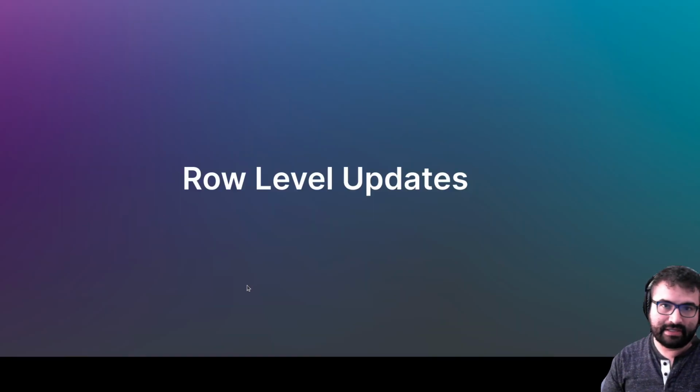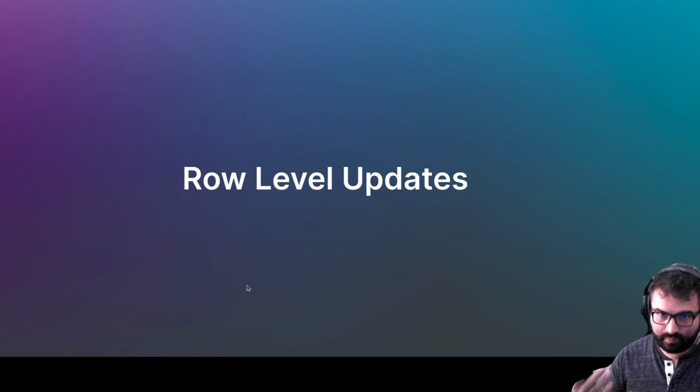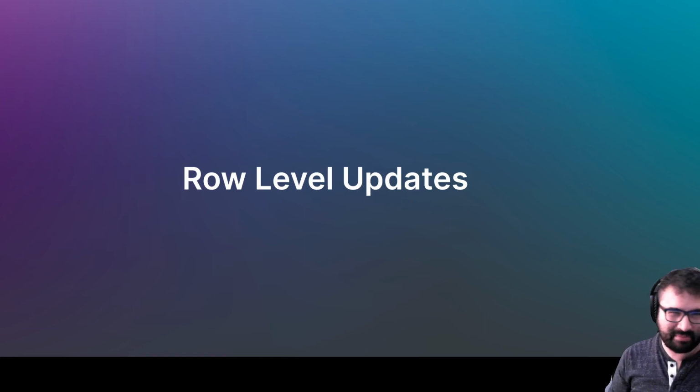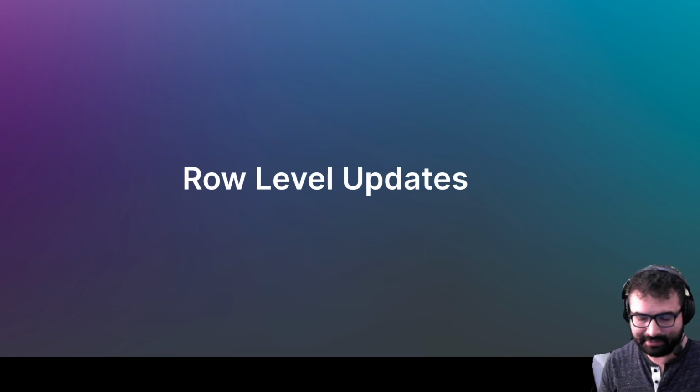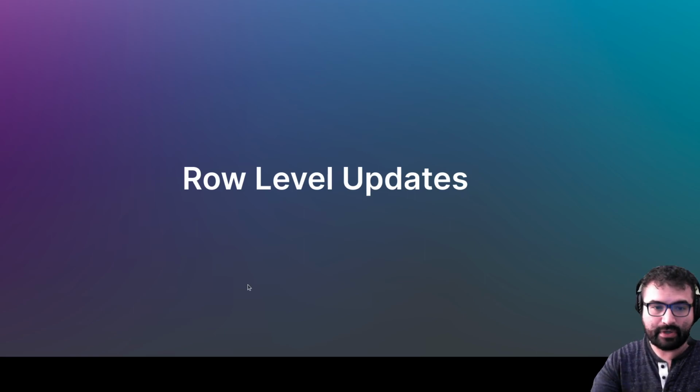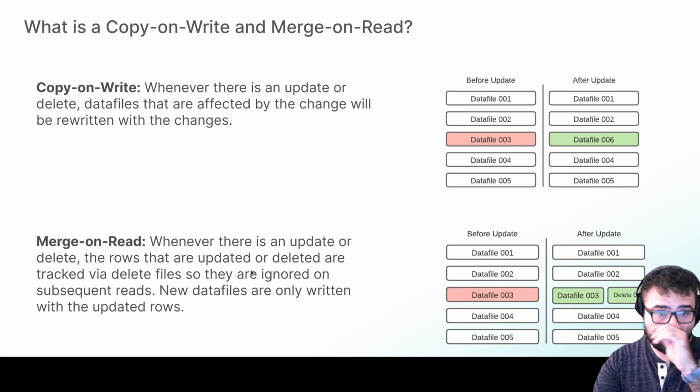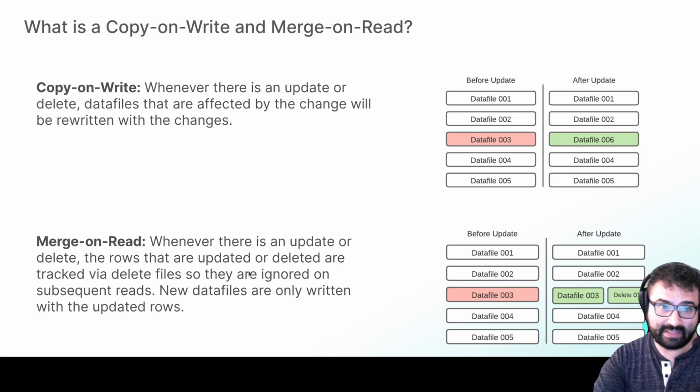Now, another concern is row level updates. Now, again, back in the days of Hive, you wanted to update one row, you had to pretty much update the entire partition. But with Apache Iceberg, you have some flexibility. Okay, you have two choices on how your table can do these row level updates, these row level deletes.